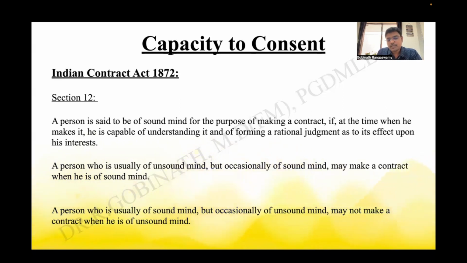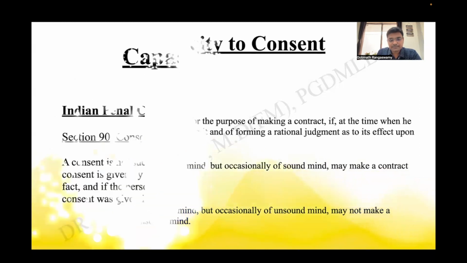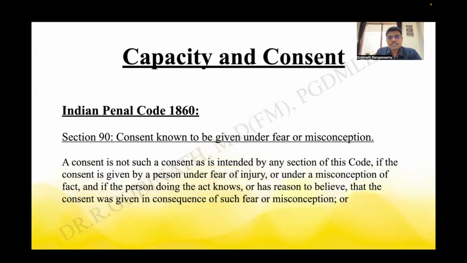Suppose a person is usually of sound mind, but at the time of making a contract he is of unsound mind because of intoxication or something else. If he makes a contract at that time, then the contract is not valid. Section 90 IPC says consent known to be given under fear or misconception is not valid.